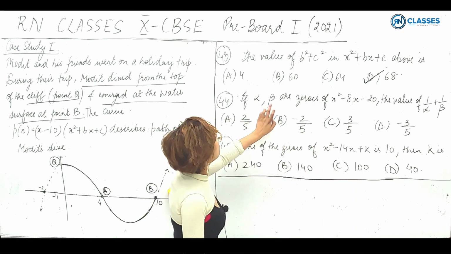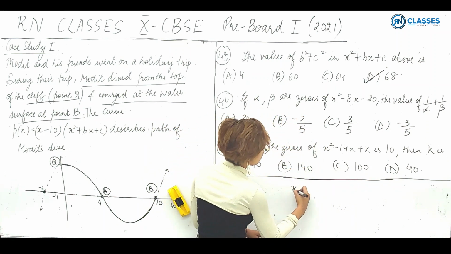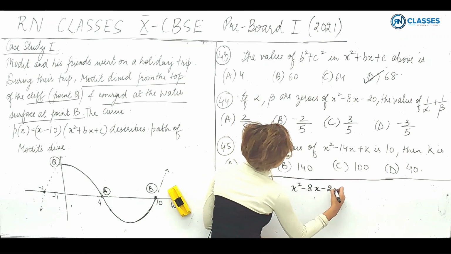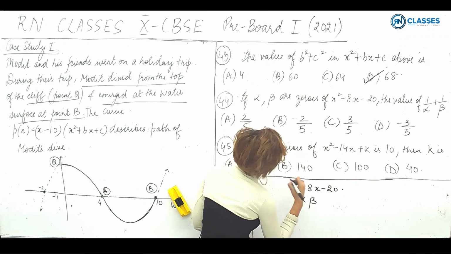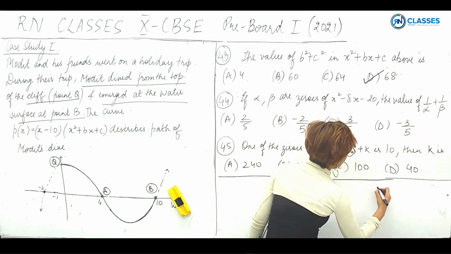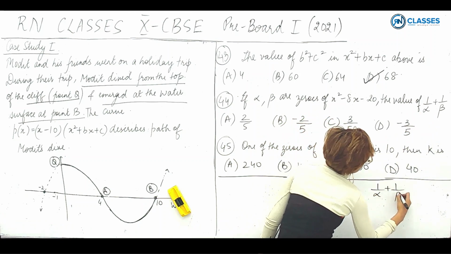Next. Question number 44. Now he says if alpha beta are zeros of this polynomial, x square minus 8x minus 20. Right? Alpha beta are the zeros. I am interested in this value: 1 by alpha plus 1 by beta.